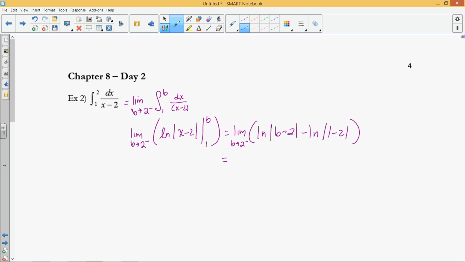All right, now here's where it counts. So I have ln of b minus 2, and b is headed toward 2 from the left. So this is going to be like ln 0, which is infinite. The 2 from the left doesn't matter for the second term because I don't have a b. ln of 1 minus 2 is like ln 1, which is 0, and an infinity minus 0 is infinity. So this limit diverges because when we evaluated it, we got infinity.